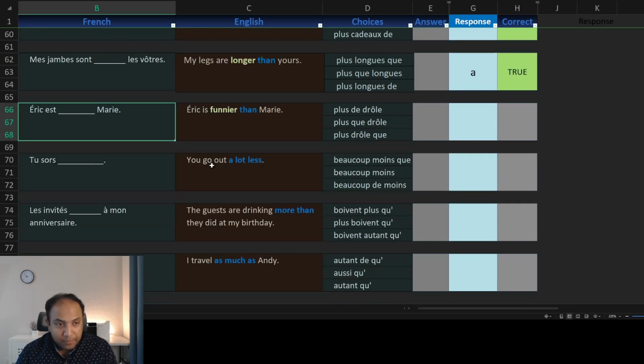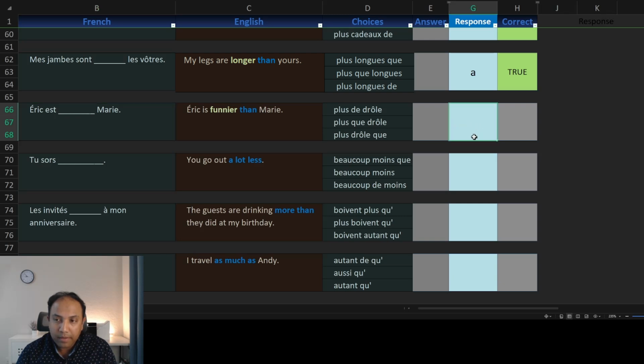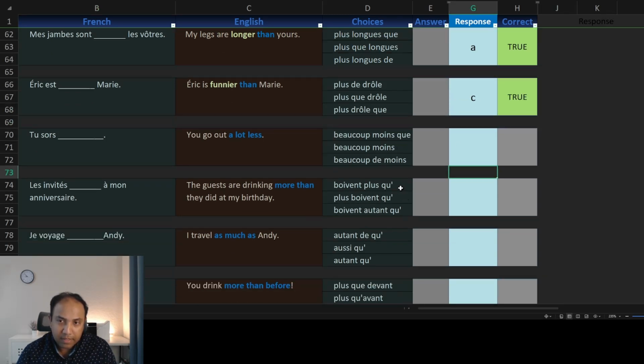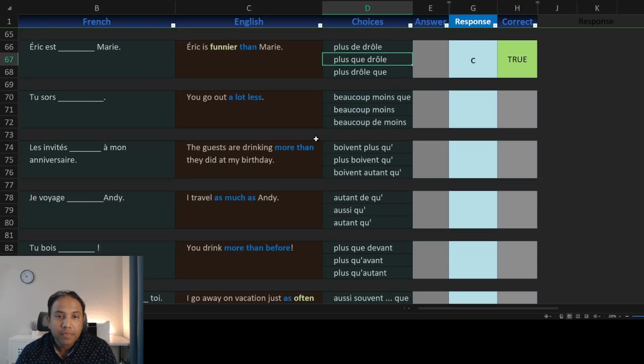All right, next one. Eric et blank Marie. Eric is funnier than Marie. Plus drôle que Marie. So it's going to be C, and that's the correct answer. Plus de drôle doesn't make sense. It's not a noun, so we're not going to use de. Plus que drôle doesn't make sense. Que is always at the end, so it's not going to appear between plus and drôle. Plus drôle que makes more sense than anything else, and that is the correct answer.